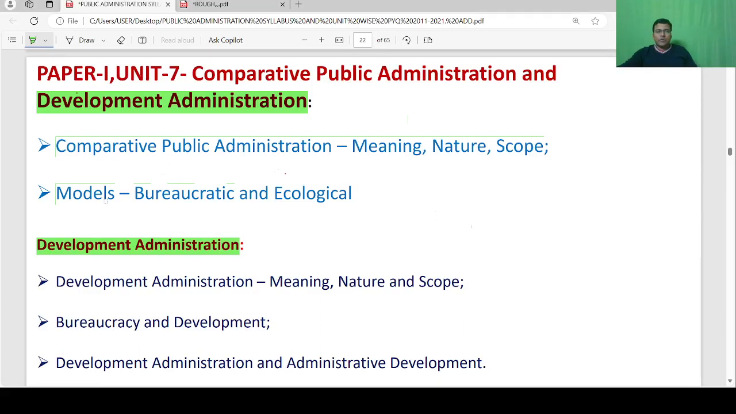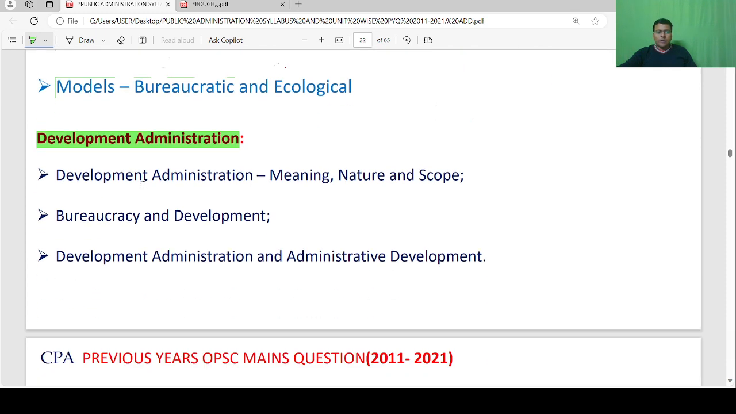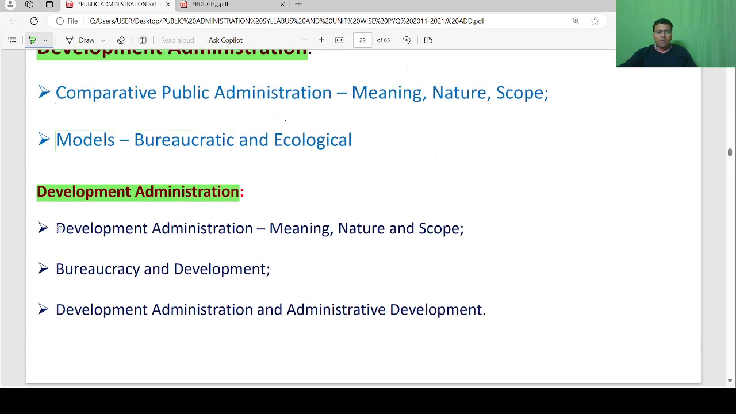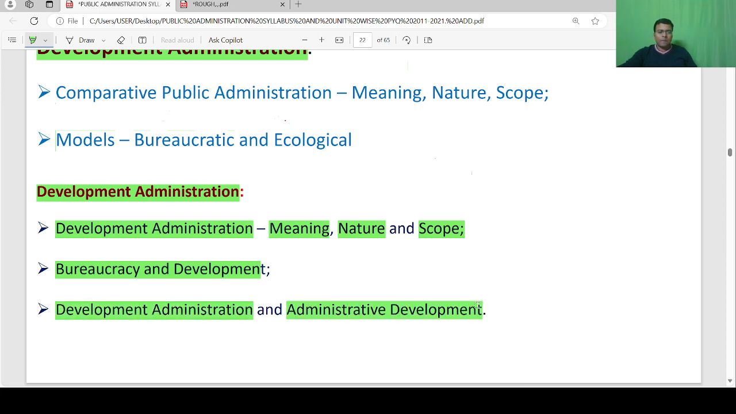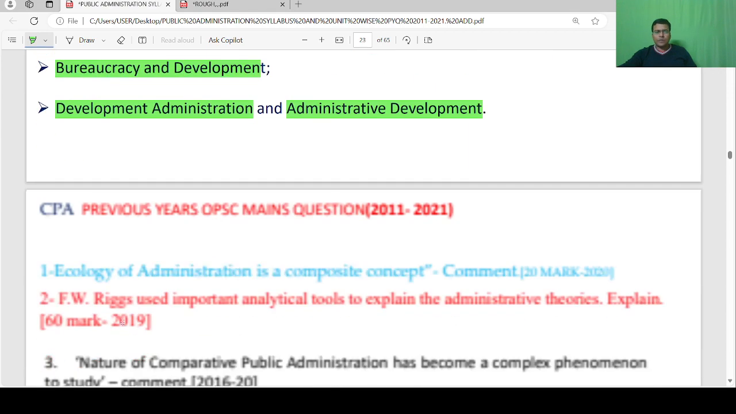So, development administration. Here, the meaning, nature and scope of development administration. Bureaucracy and development. Development administration and administrative development. These are frequently asked questions.